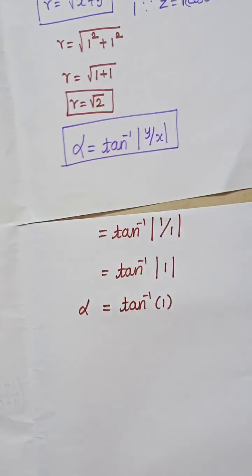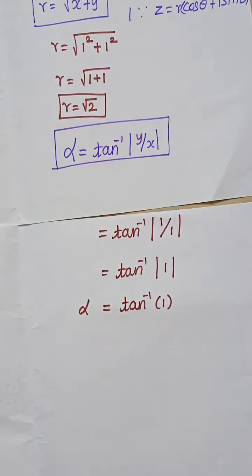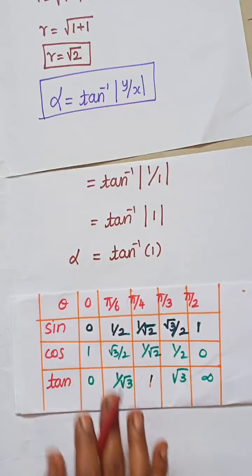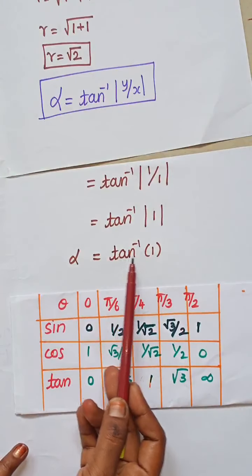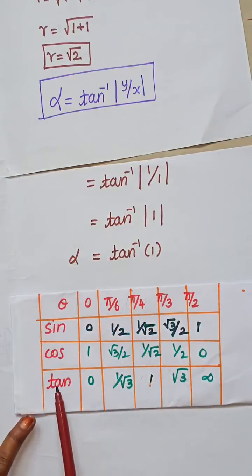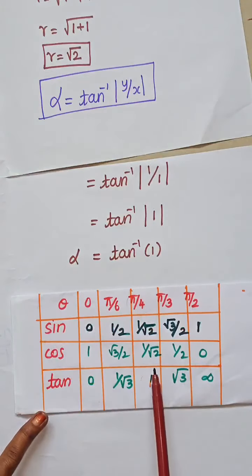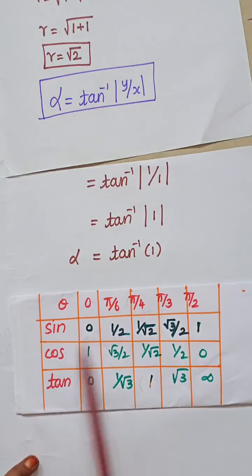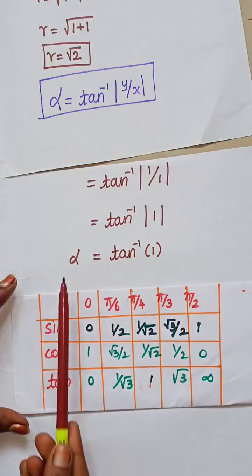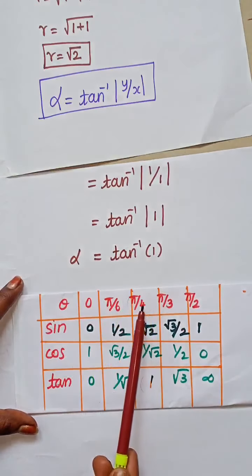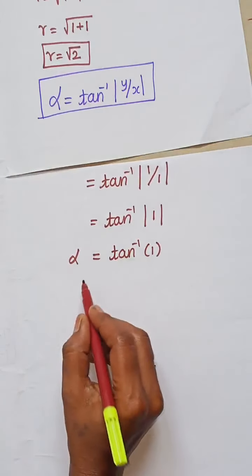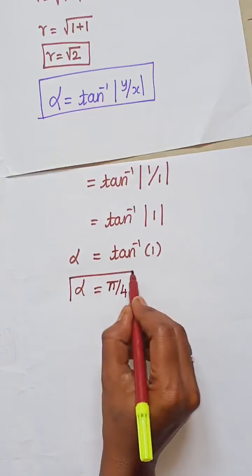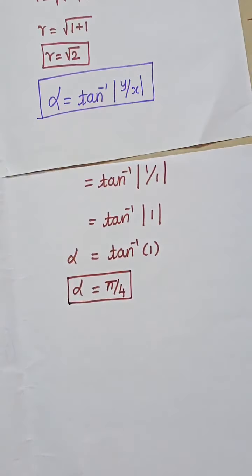Now see the trigonometric table. Tan of which angle has value 1? Tan pi by 4 value is 1. So alpha equal to tan inverse 1, which is pi by 4. So we found the value of alpha equal to pi by 4.